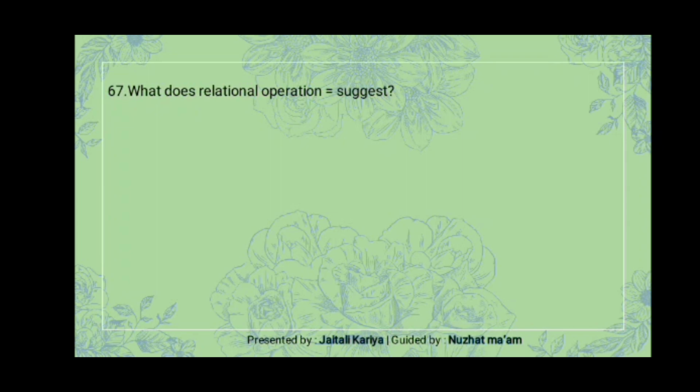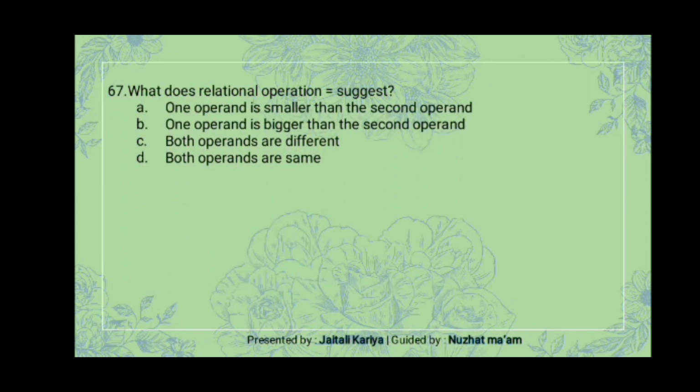67. What does relational operation equal to suggest? A, one operand is smaller than the second operand. B, one operand is bigger than the second operand. C, both operands are different. And D, both operands are same. And the correct answer is D, that is both operands are same.